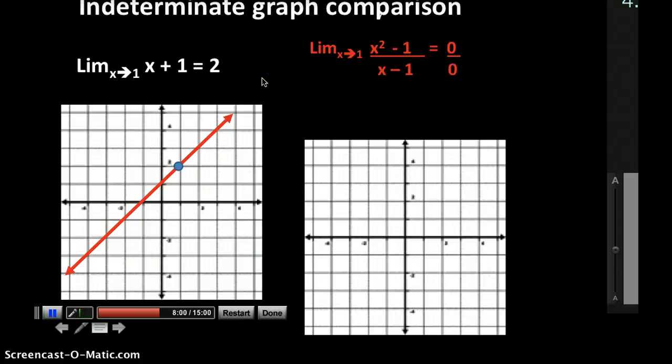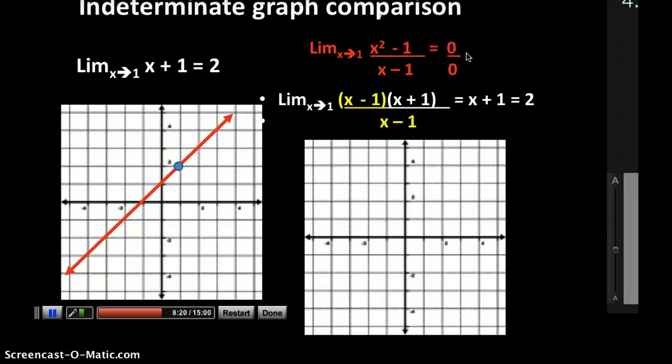A second one that we want to do also approaches, x approaches 1. This one's a little more complicated. When I plug 1 in, I don't get a nice number like 2. I get 0 over 0, which is the indeterminate form. This indicates the problem needs to be reduced. In our case, we can see it needs to be reduced by factoring. So we factor x squared minus 1 into x plus 1, x minus 1.